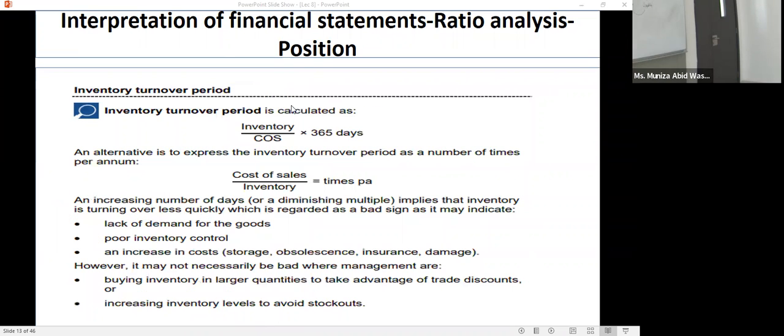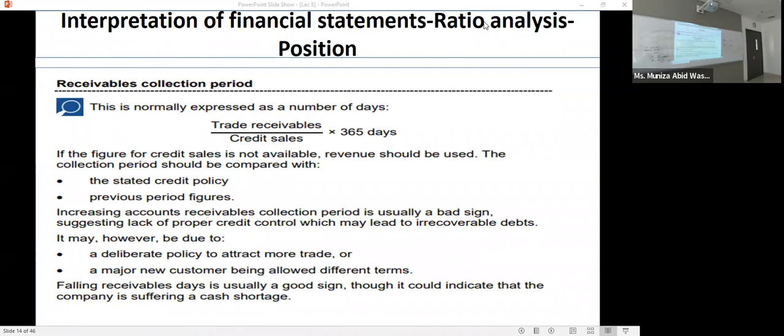And over here, in inventory turnover period also, you are normally going to take average inventory. The formula is average inventory divided by cost of sales. Average inventory is opening inventory plus closing inventory divided by 2. Okay, but if average inventory is not going to be calculated because the information is limited, then you can use closing inventory. Similarly, in the case of the receivables collection period, if credit sales are not being given, you can use the total sales as well.